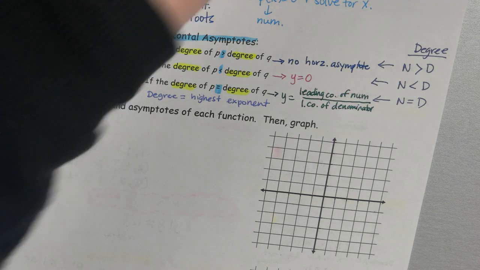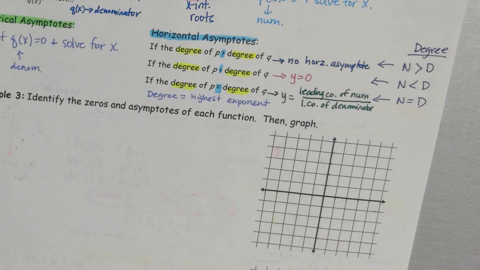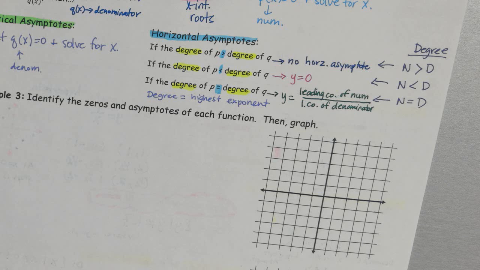Okay, so for the horizontal asymptotes, we are going to have to reference that table so we know which is which, okay?